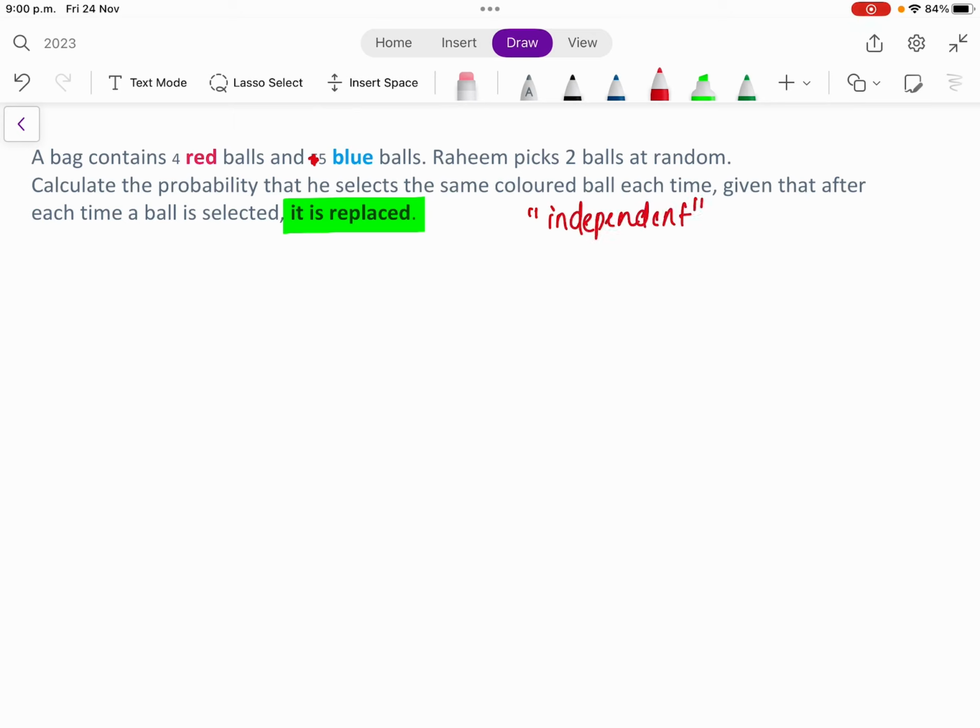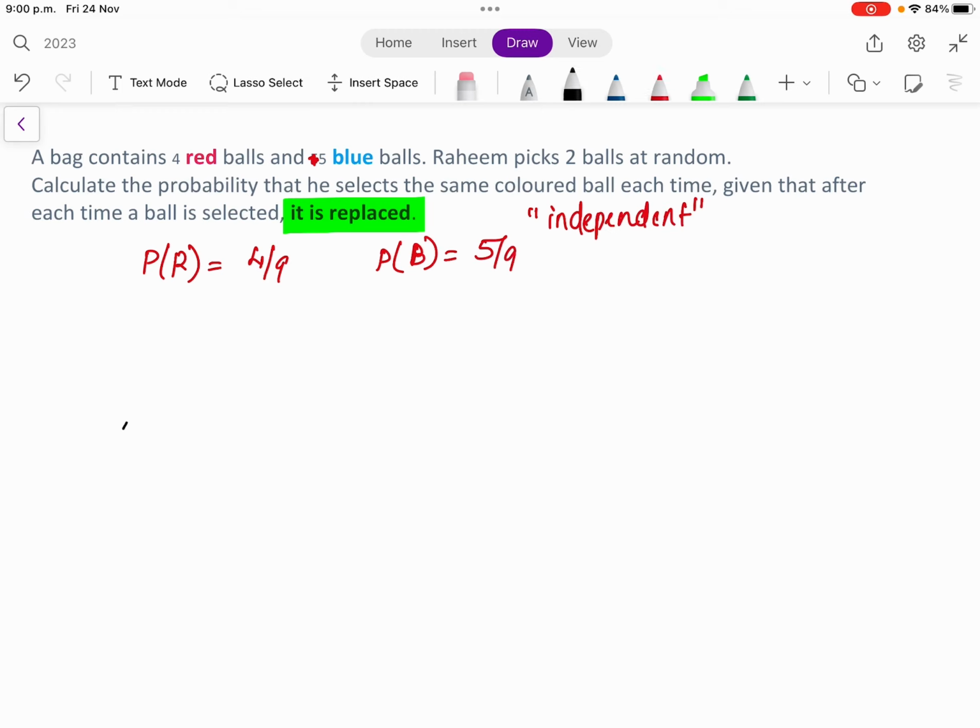That's one thing which you have to understand, because they will not specifically say whether it is a dependent event or an independent event. We have to understand from the question whether the situation remains the same for each and every event. Okay, so here, since it is independent, the probability will remain the same always. So the probability of getting a red ball is what? 4 over 9, and the probability of getting a blue ball is 5 over 9.